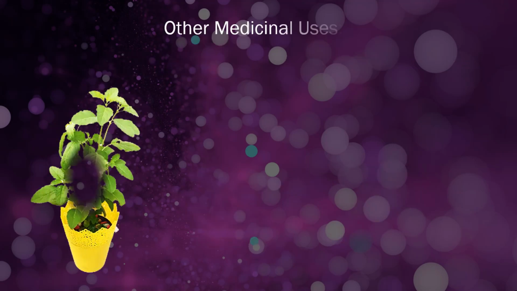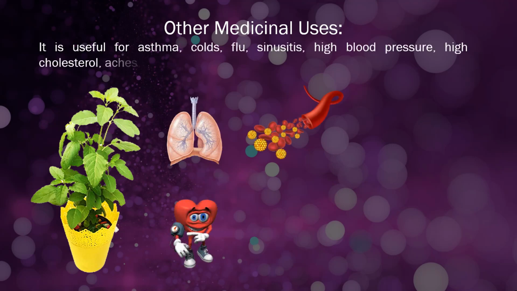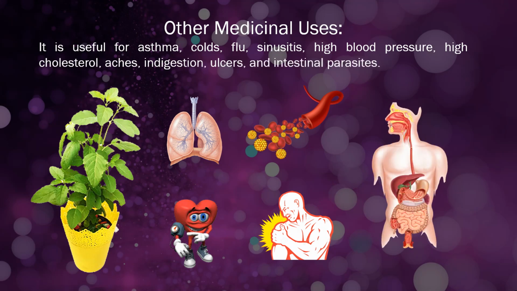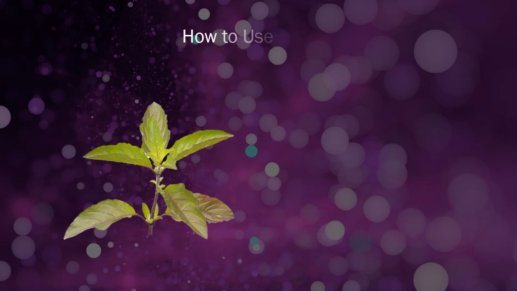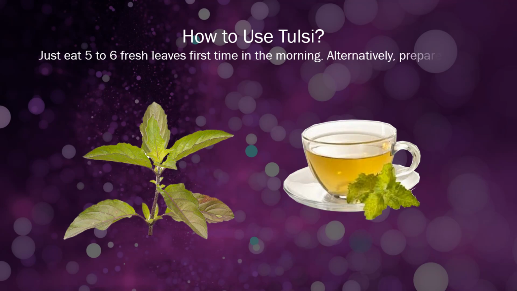Other medicinal uses. It is useful for asthma, colds, flu, sinusitis, high blood pressure, high cholesterol, aches, indigestion, ulcers and intestinal parasites. How to use tulsi. Just eat 5 to 6 fresh leaves first thing in the morning. Alternatively, prepare tulsi tea using dried leaves or take a tulsi capsule.